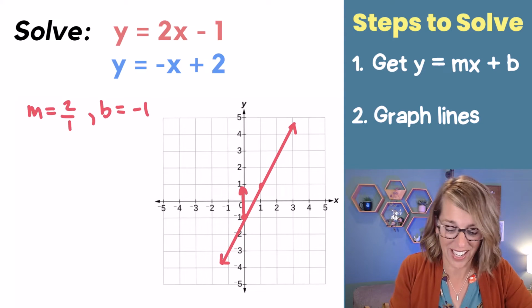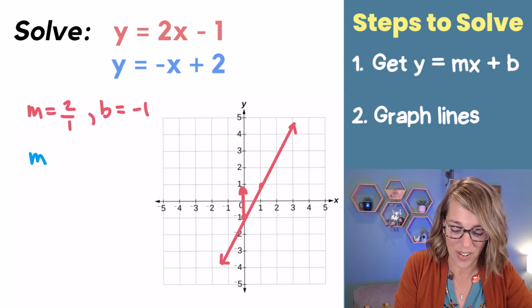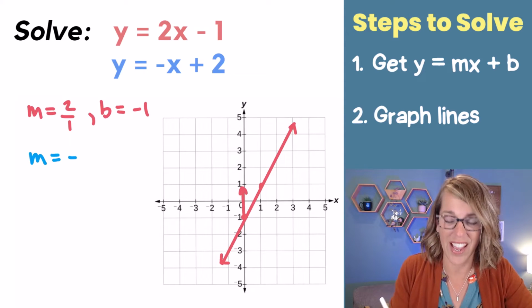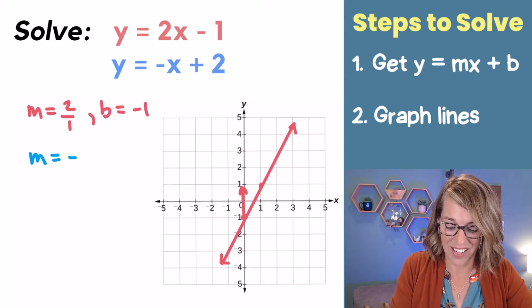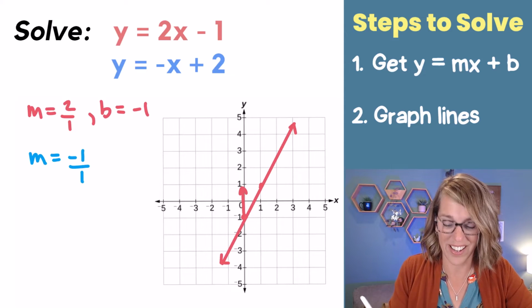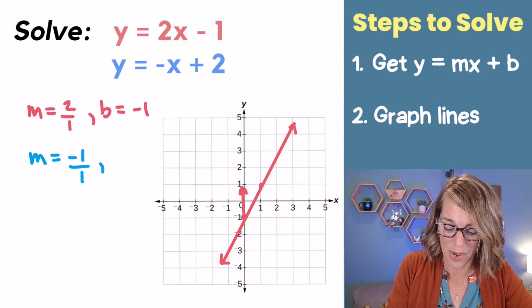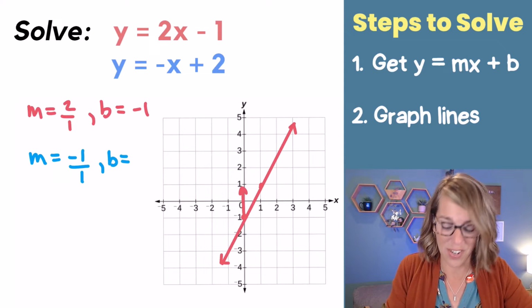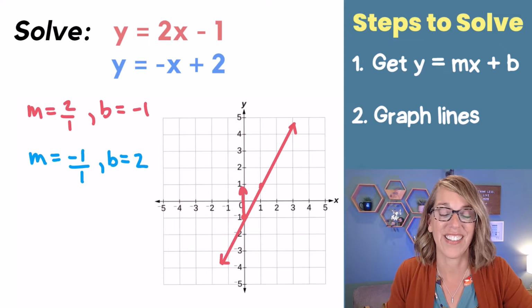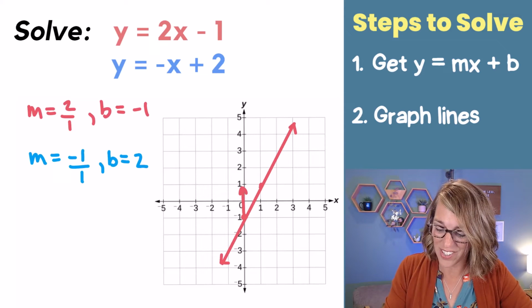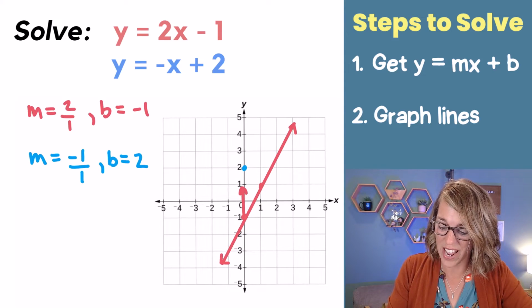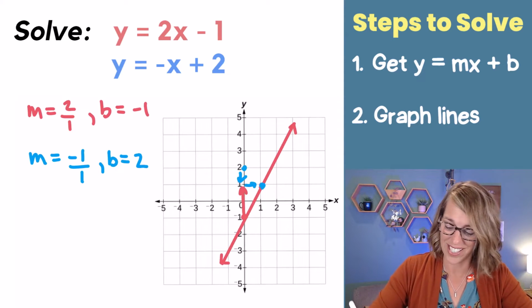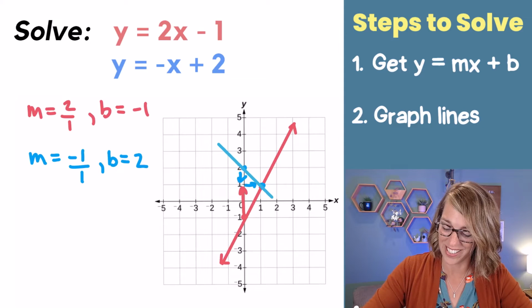Now I'm ready to graph that second line. I again need a slope, and I notice in front of the x is a negative sign. I can think of that as -1, or -1 over 1. My y-intercept, that b value, is the 2 on the end. So I want to start at 2, and then I'm going to go down 1 over 1 to find my next point.